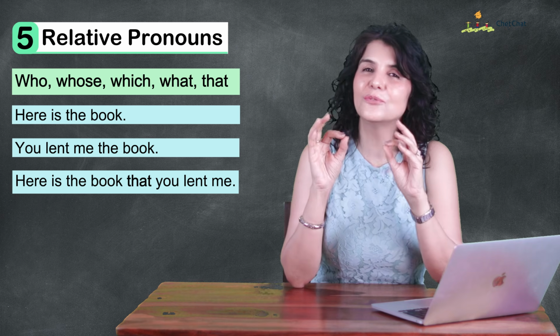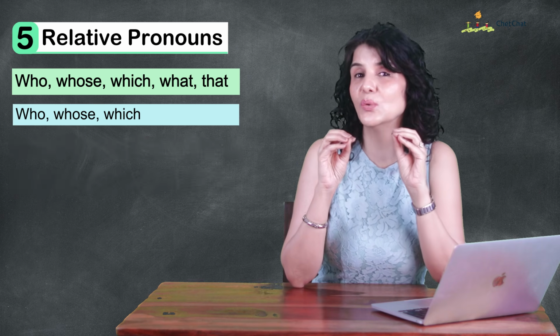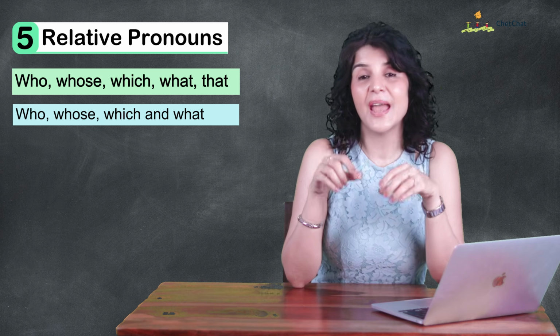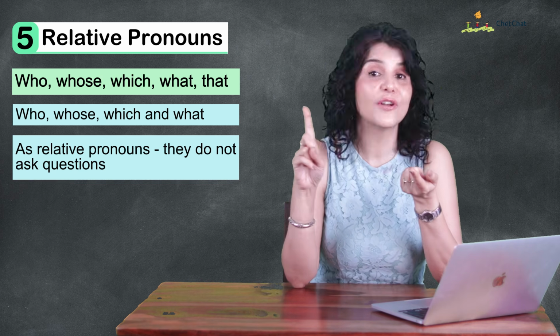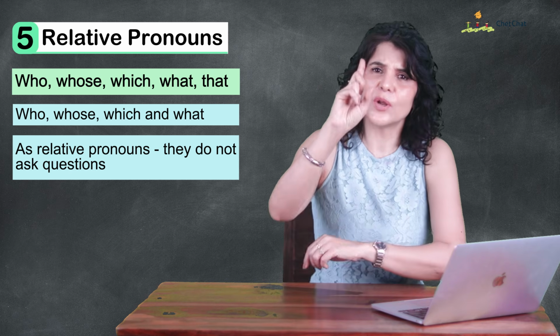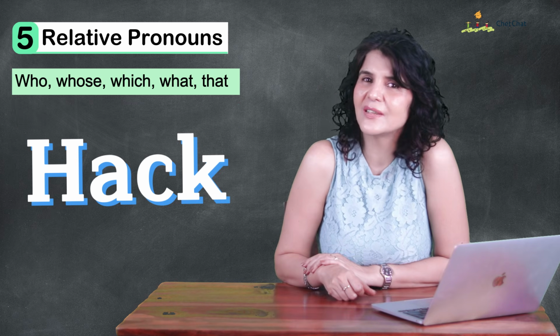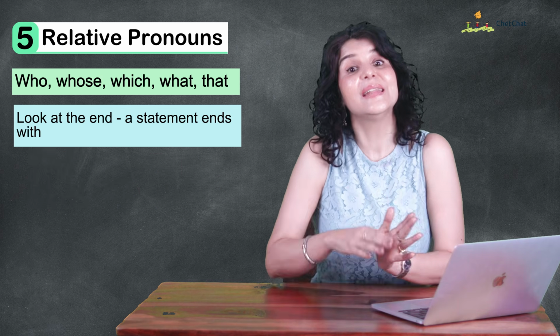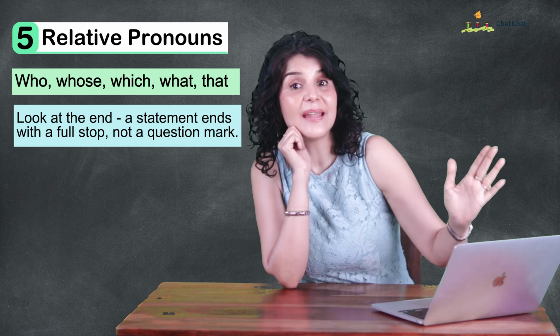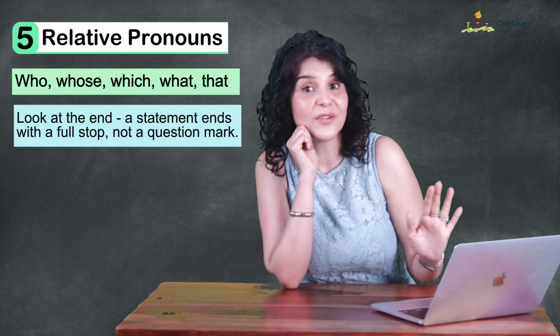Some of these do look like question words like who, whose, which and what. But when they are used as relative pronouns, they do not ask questions. But what is the hack to find out whether they are used as a relative pronoun or a question word? Well, look at the end. A statement ends with a full stop, not a question mark.